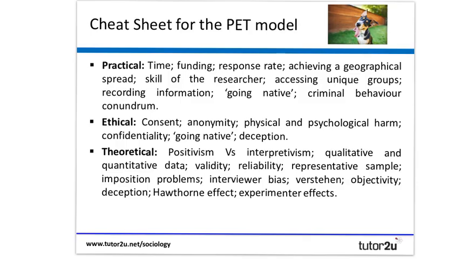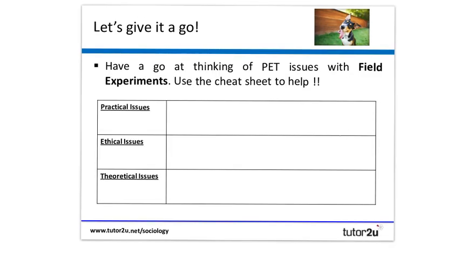You've got objectivity and deception, which are big theoretical issues as well. And then lastly, you do have the problems of the Hawthorne effect and experimenter effects. So this simply for the Hawthorne effect means that the presence of the researcher, or the group being aware of the researcher, could mean that their behaviour is changed, which means you're not going to get a valid picture overall. Meanwhile, experimenter effects, this is where the participant's behaviour is influenced by the fact that they are involved in a piece of research. So by them just volunteering, this means that we're not going to see their true behaviour emerging overall. So now we're just going to apply the PET model to looking at field experiments overall.